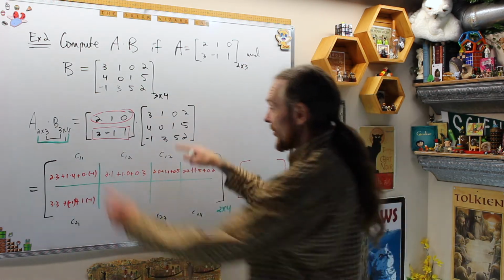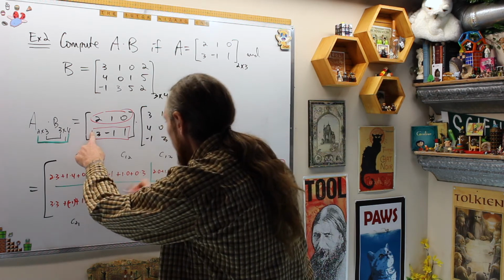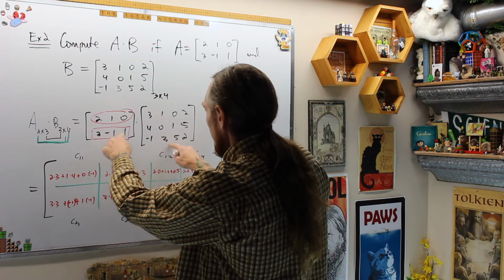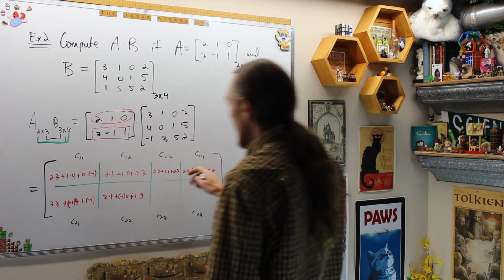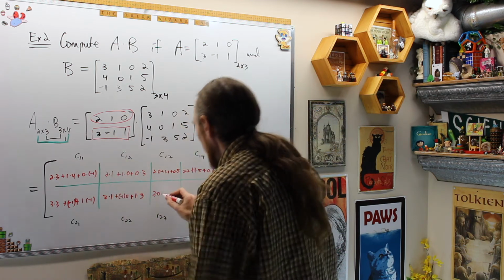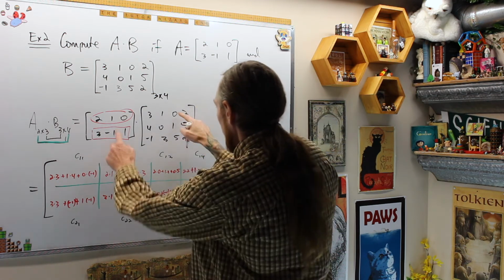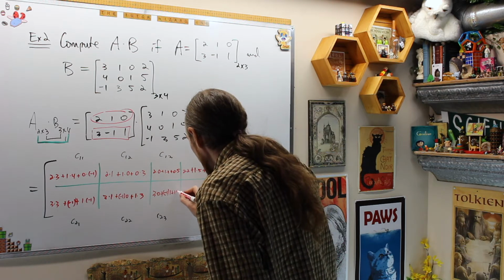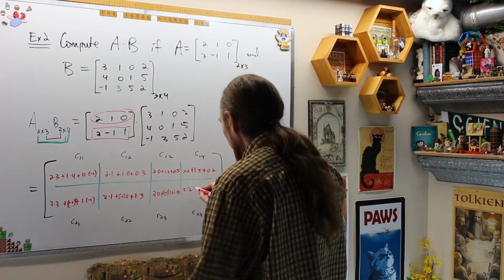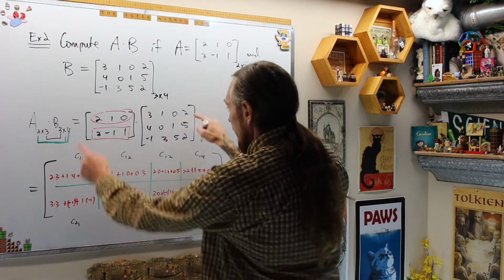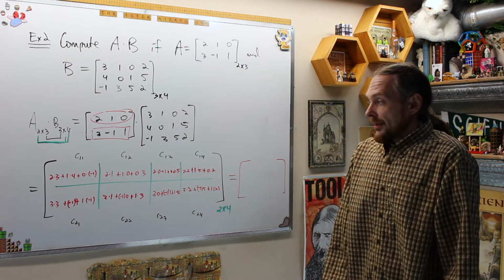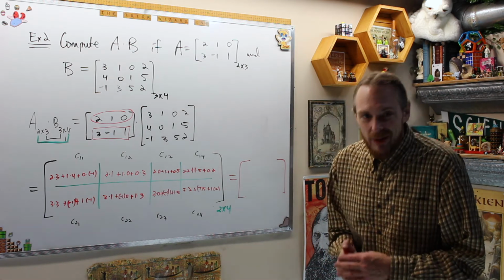Now I'm going to do this column. 3 times 1 plus -1 times 0 plus 1 times 3. The next one, 3 times 0 plus -1 times 1 plus 1 times 5. And then the last one, 3 times 2, -1 times 5, and 2 times 1. There, now I've got the matrix multiplication correctly.